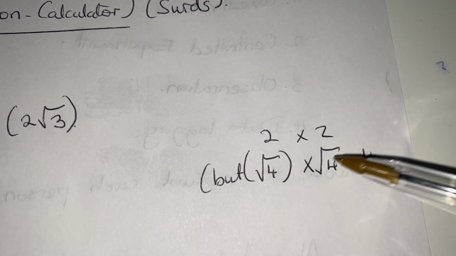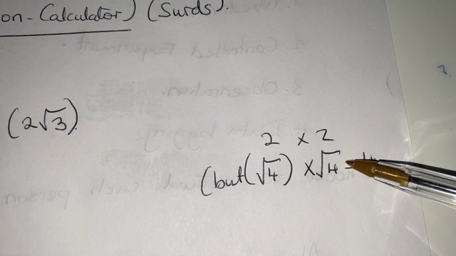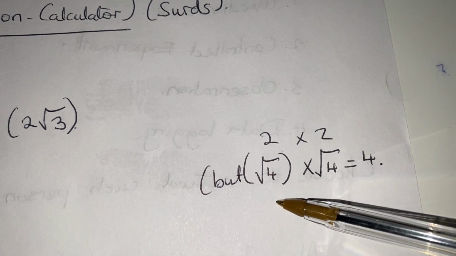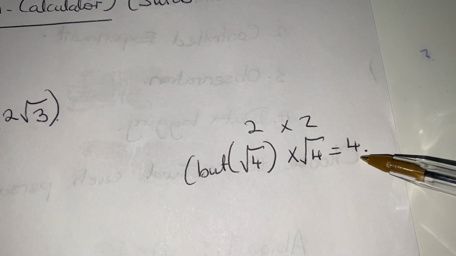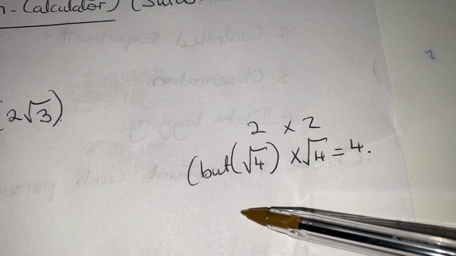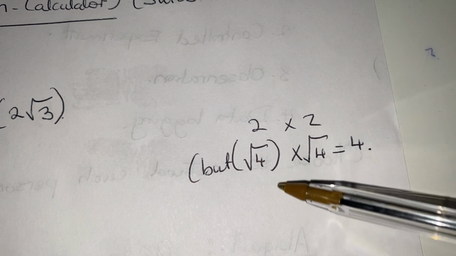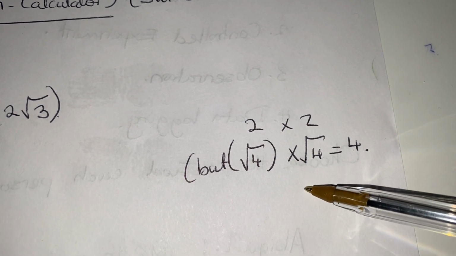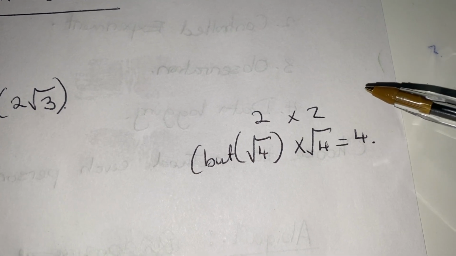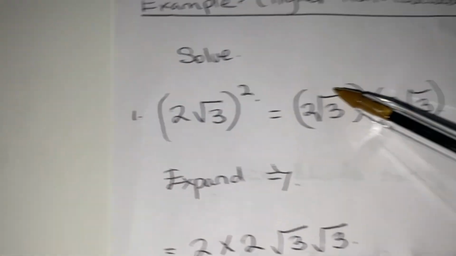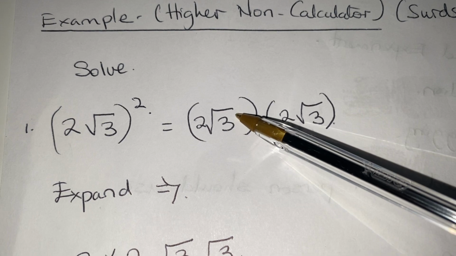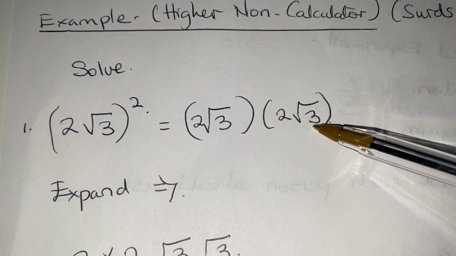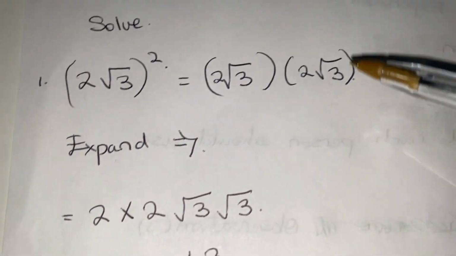So root 4, the square root of 4, will be equal to 4. Likewise, the square root of 5 times the square root of 5 will be equal to 5. So here, straight away, the square root of 3 times the square root of 3 is 3.